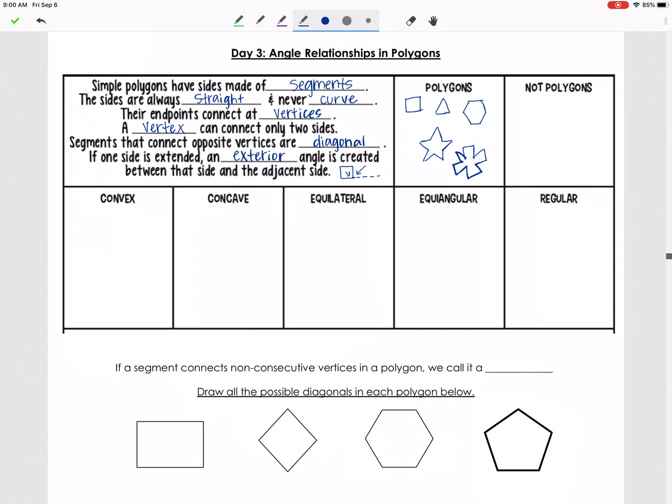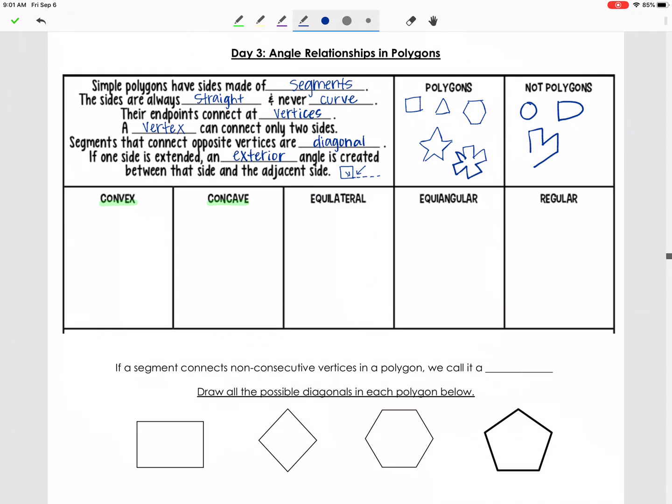So examples of things that would not be polygons would be circles, shapes that have curves in them, or shapes that don't close. So for instance, if that was our figure, if there's a gap here and the vertices don't actually connect, then obviously that's also not considered a polygon. Okay? We can classify polygons based on their shape by calling them convex versus concave.